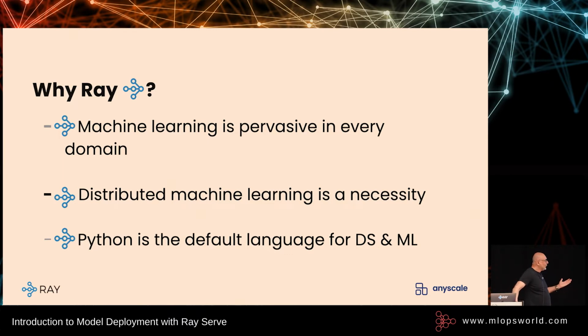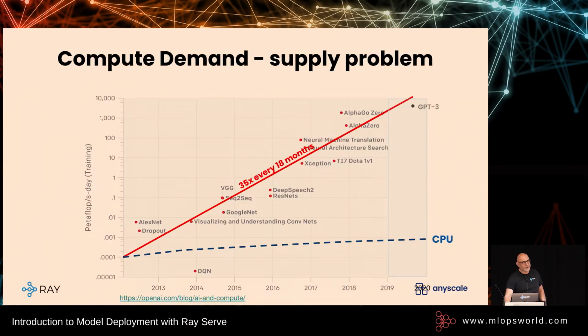And obviously, Python is the default language for that. So if you're creating a framework, you have to think about Python. You have to think about the Python ecosystem. So those were the three trends which were happening at that time.